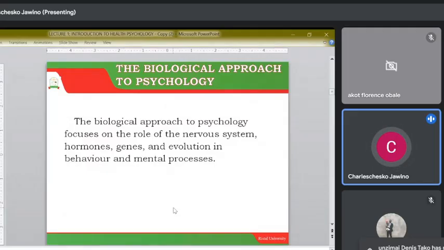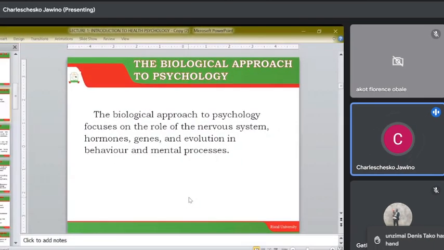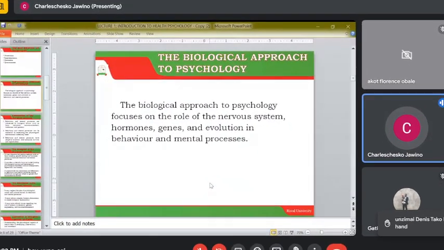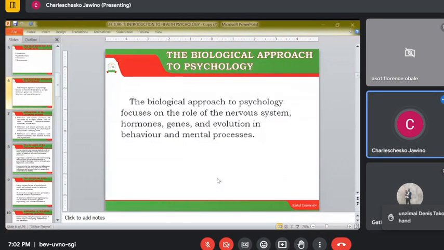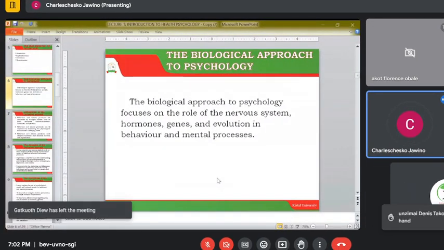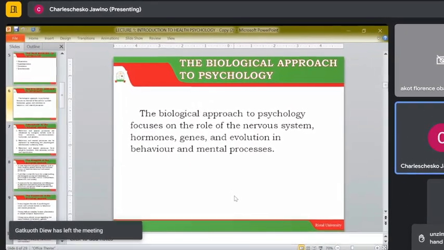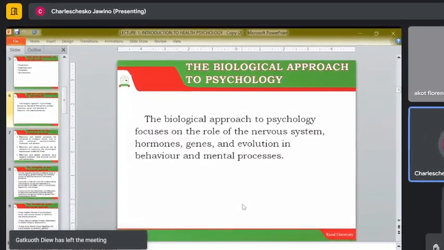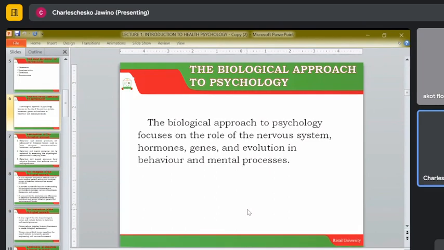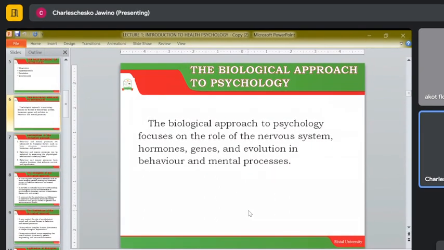See, it focuses on the role of the nervous system, hormones, and genes, and evolution in behavioral and the mental processes. You see, this approach to psychology uses chemical substances, for example, hormones, enzymes, and these genes. It uses these chemical substances to assess psychology. In other words, we use these approaches in psychological assessment. That's the role of these approaches.